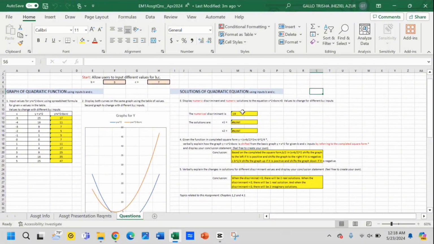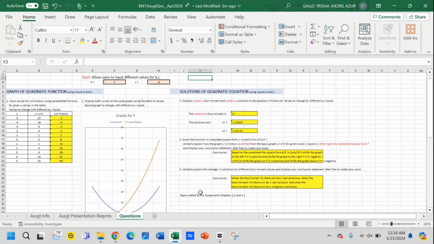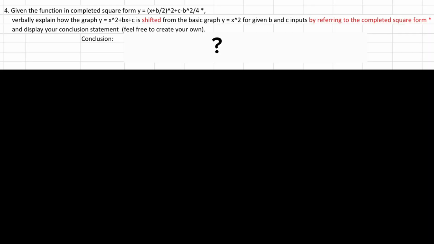Moving on, here the numerical discriminant is obtained by using the equation b squared minus 4ac. And the two x values here are found by using the quadratic formula to find both x values. The a value being used in this quadratic equation Excel formula is 1, as it is the coefficient of x squared in this equation.